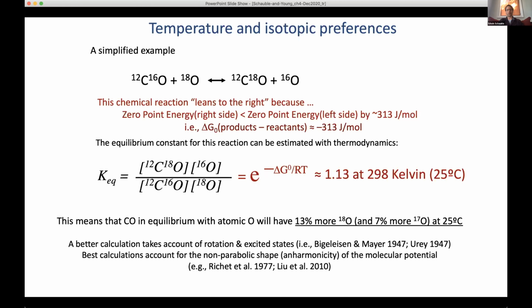In this particular case, where on the reactant side the 18O is in the carbon monoxide molecule, that's the more stable side of the reaction because it has the lower zero-point energy, and equilibrium favors the lower energy part of the reaction. So in this case, you would expect the reaction to lean to the right. The equilibrium constant would be greater than 1.